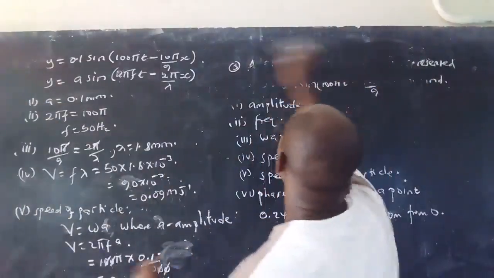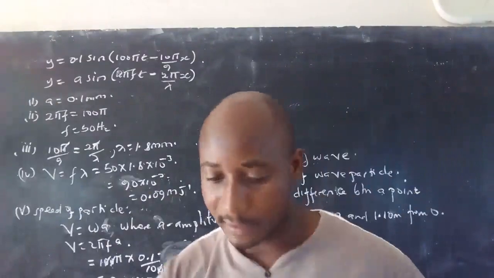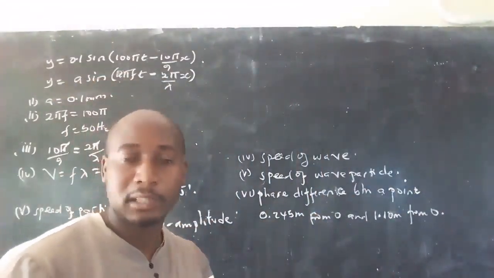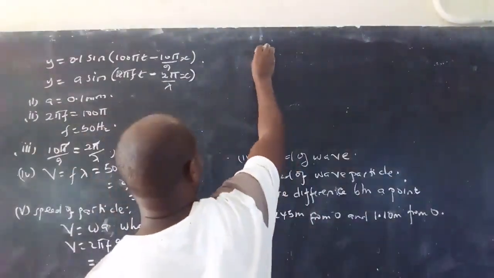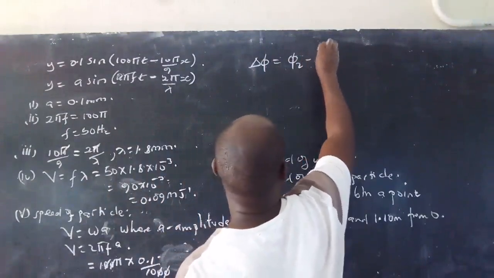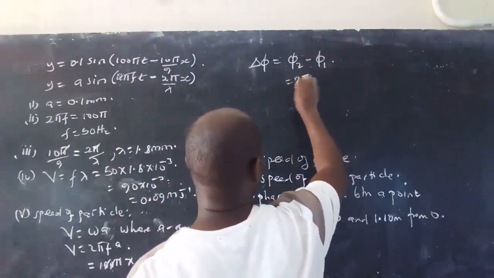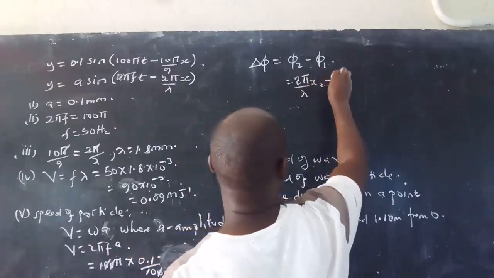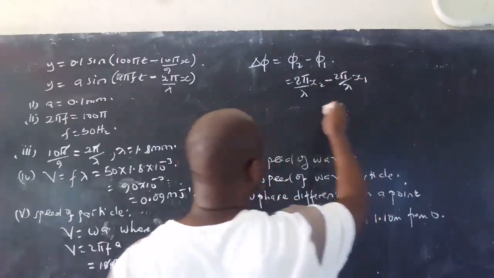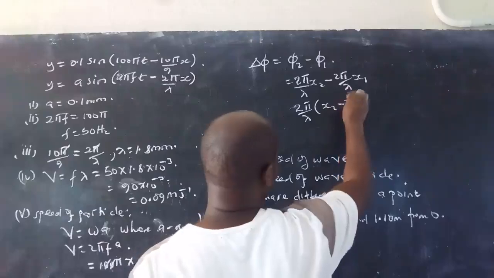The phase difference between the particles. So that means, the phase difference, change in phase, will be equal to phi 2 minus phi 1, which is same as 2 pi over lambda x2 minus 2 pi over lambda x1, which is 2 pi over lambda into x2 minus x1.